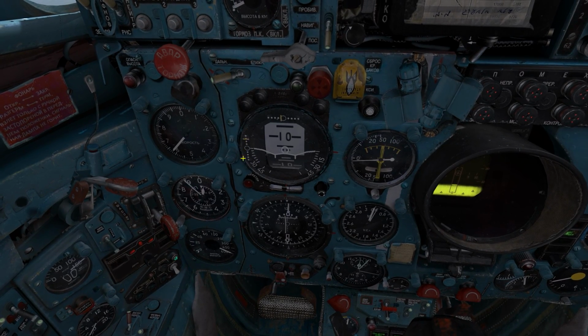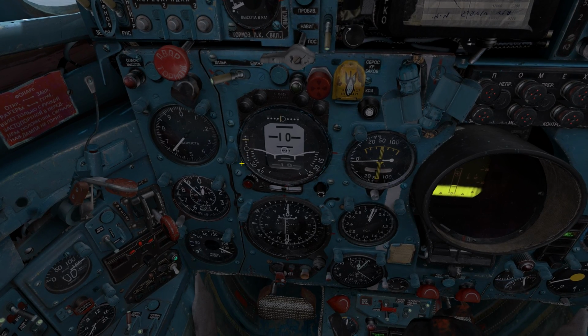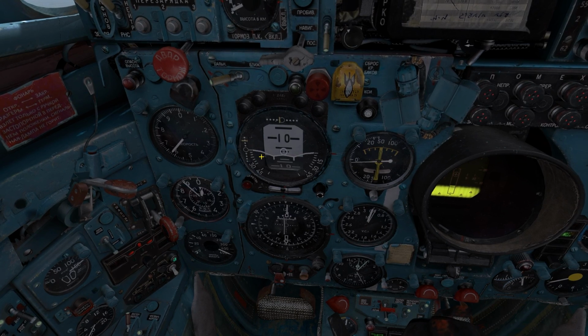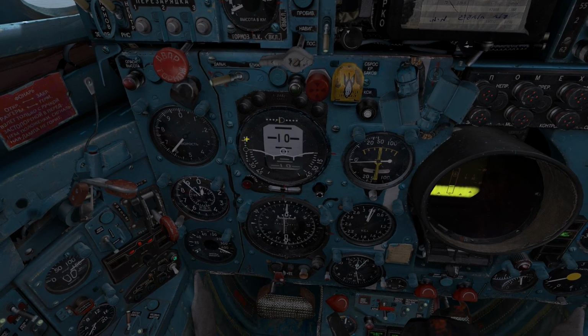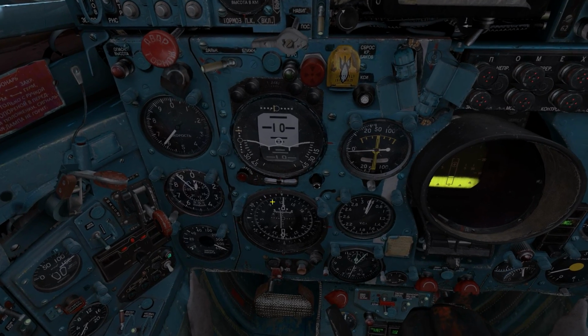If it's higher than that, we are above the glide slope, and if it's lower than that, we are below the glide slope. Every dot here indicates 0.5 degrees deviation. Obviously the indicator will stop once it hits the end up here and down here.